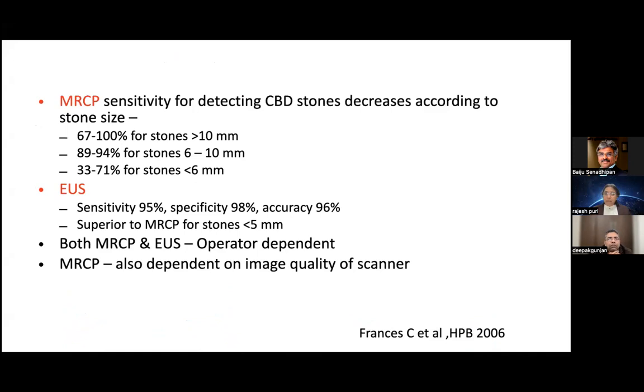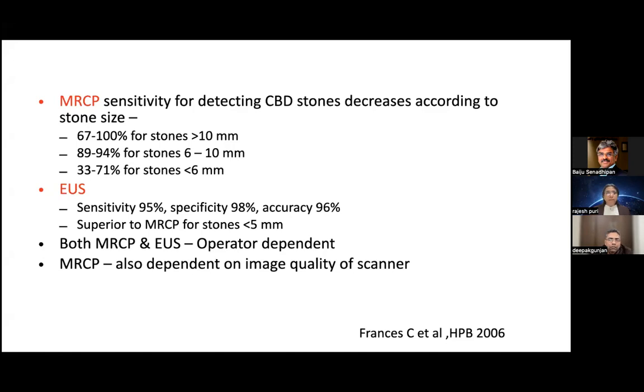MRCP to be done or EUS? If you ask me which is the better modality, in my opinion, EUS is the best. Why? Because for a stone less than 6 millimeters, MRCP sensitivity goes down to 60%. For a stone impacted at the ampulla, MRCP has poor resolution at the ampullary orifice. You see the MRCP images, the ampulla is not clearly visible. In EUS, for smaller stones, sensitivity and specificity are up to the tune of 95%. It is better for the small stone.